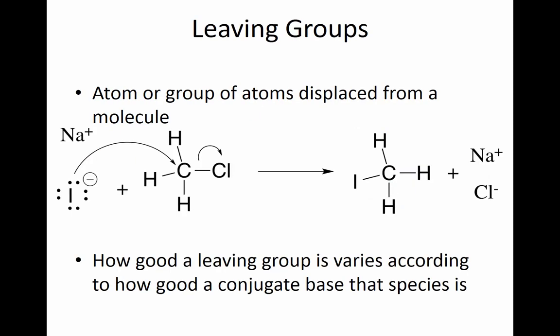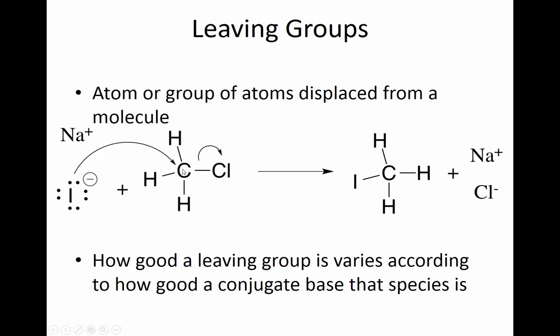And this again brings up what a leaving group is. So if you learn anything from this, know what the electron donors are, what the electron acceptors are, and what the leaving groups are when we talk about nucleophilic substitution here. These are nucleophilic substitution reactions, and an atom or a group of atoms that is displaced from a molecule is the leaving group. So in this case we have iodide.